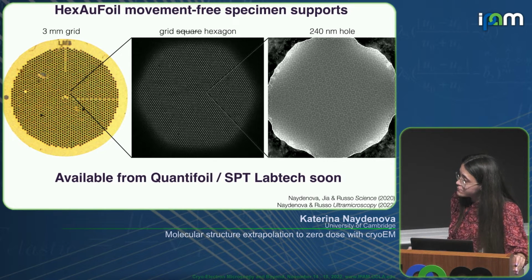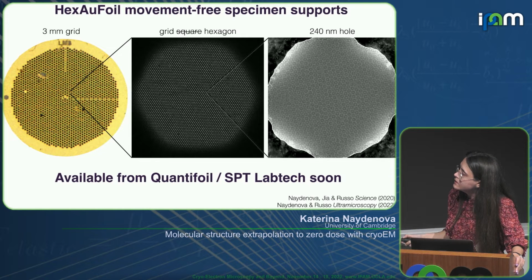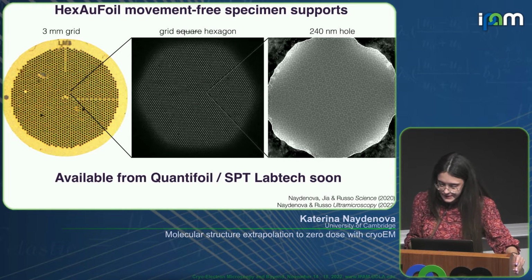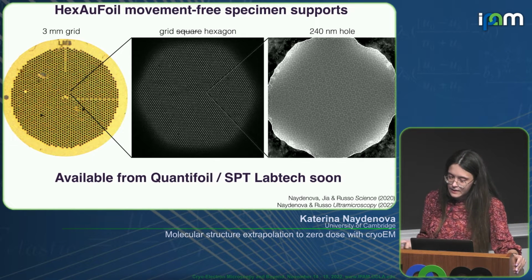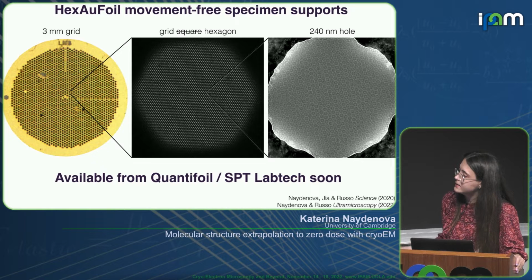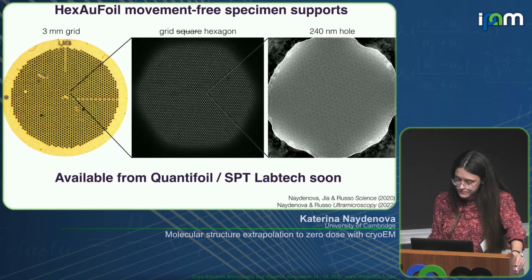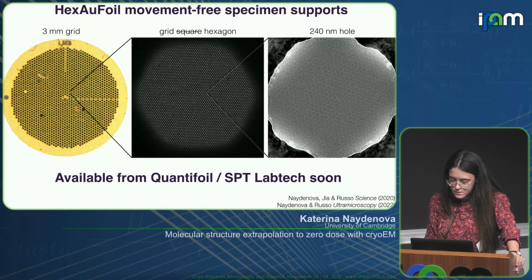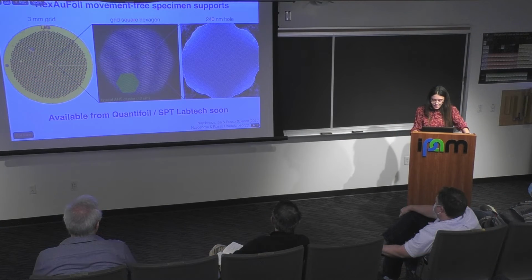In this way, you fit a few, like 1,000 hexagons on the grid, and within each hexagon you fit around 7,000 of these small holes. And one micrograph of one 200 nanometer hole would look like this. So if your protein is at a high concentration, you would still have quite a lot of particles. We're hoping to make these grids commercially available via Quantifoil very soon, so that everybody can use them and collect motion-free cryo-EM data.